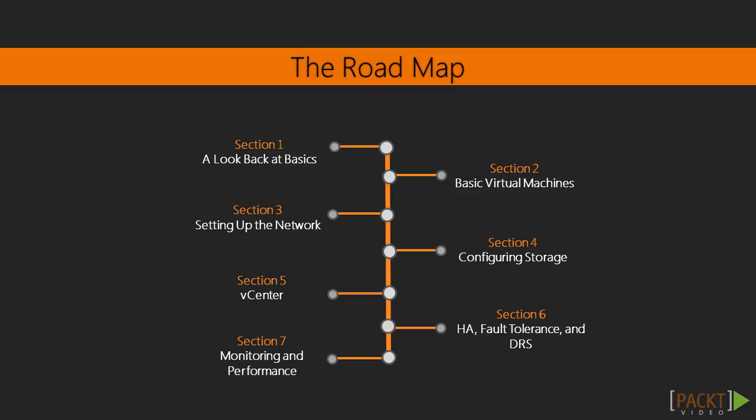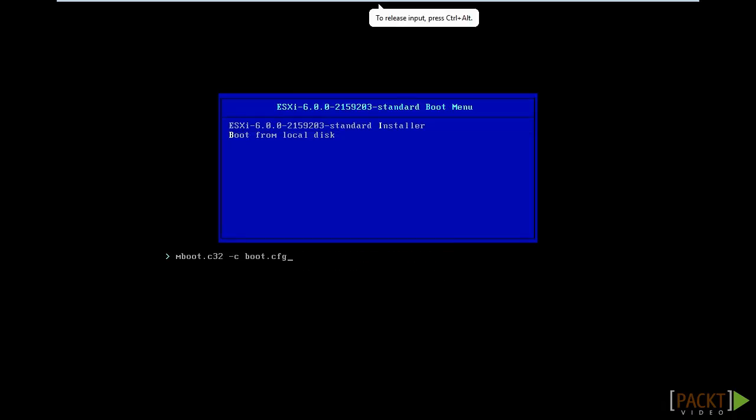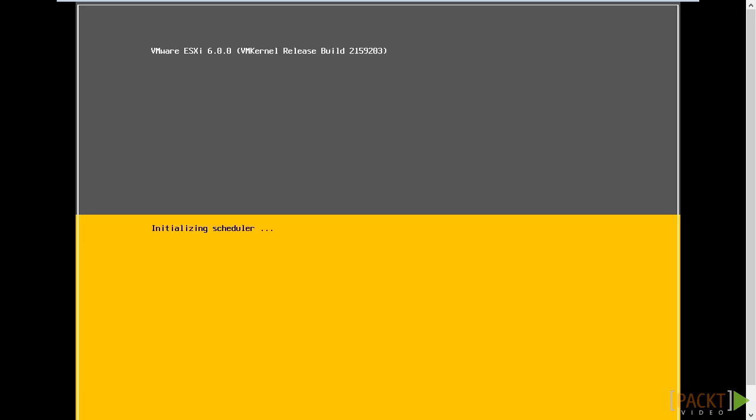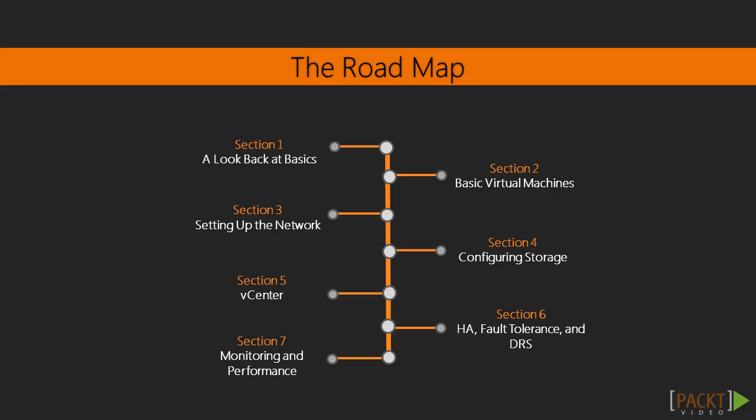We're going to take a look at ESXi, installing it, managing it, the initial configuration of it, and that gives us a lot of the basis for everything else that we're going to do later on. So once we have ESXi installed and configured, then we'll take a look at creating and managing and monitoring virtual machines.